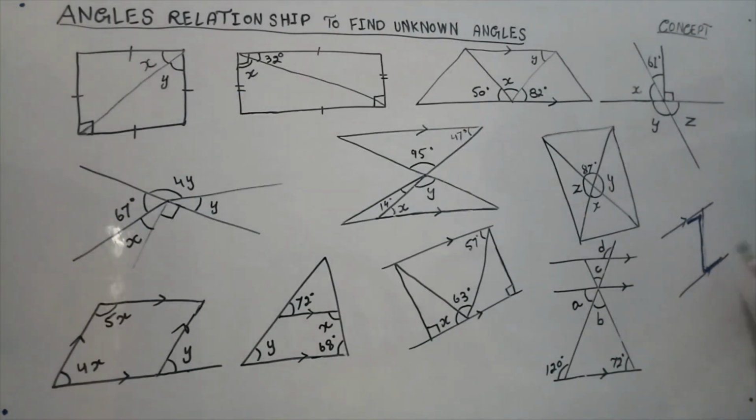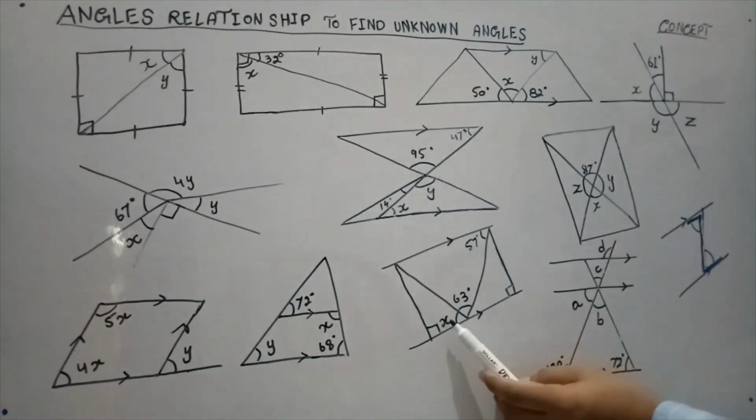You can see this is a Z shape we have, and these angles are corresponding, co-interior and alternate angles. These will exist if we have parallel lines. So you can see here we have parallel lines and we have alternating angles. It means that this angle will be equal to that angle. Actually we have to find the value of x.